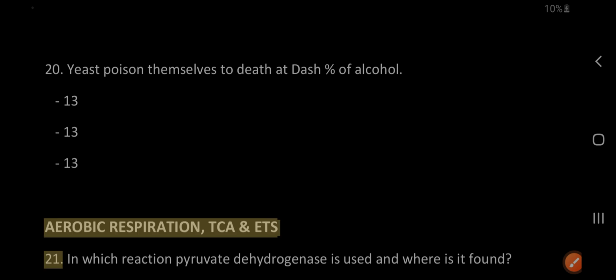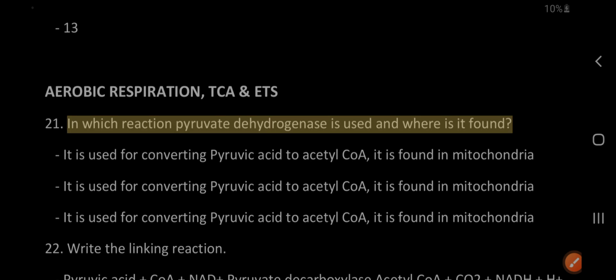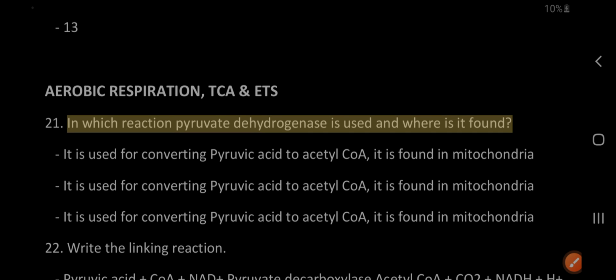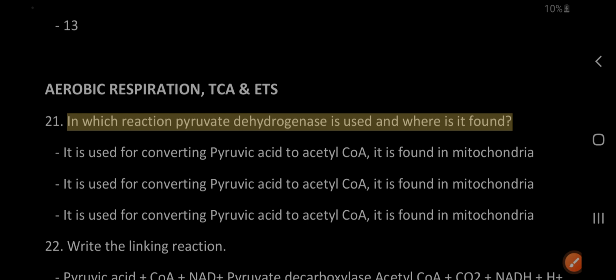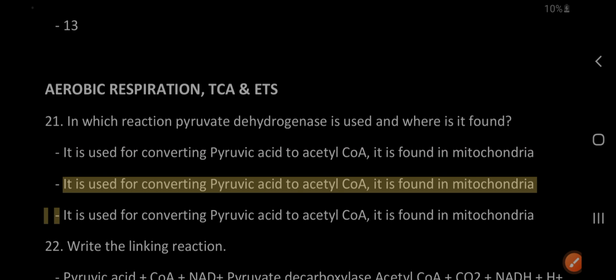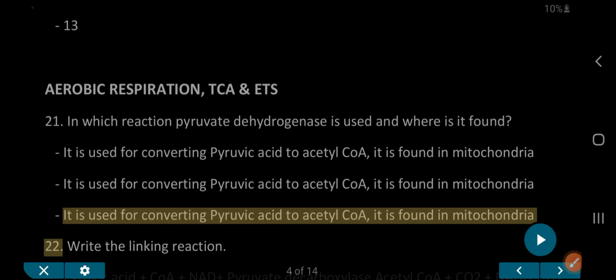21. In which reaction is pyruvate dehydrogenase used and where is it found? It is used for converting pyruvic acid to acetyl-CoA. It is found in mitochondria.